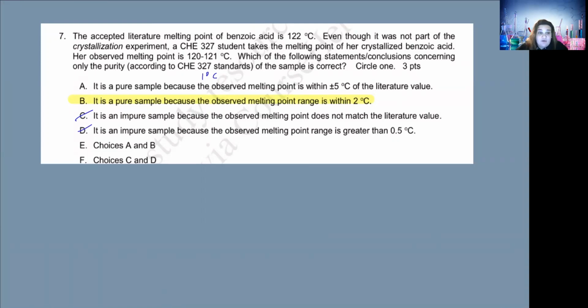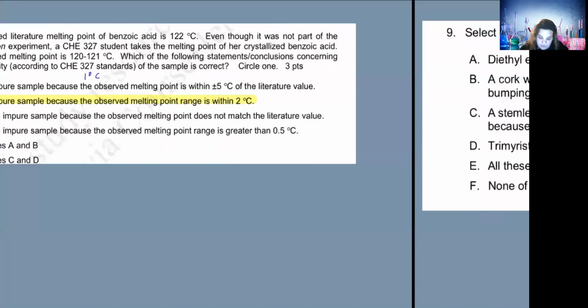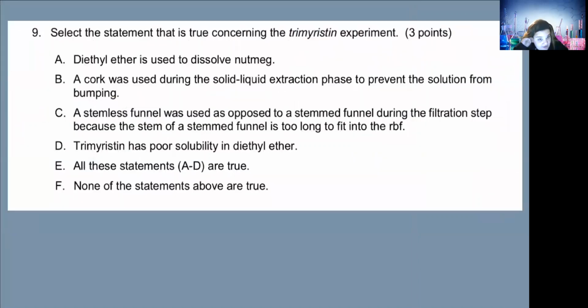All right. Now, those are all the questions I have on melting point. Now we're going to jump into questions about the trimyristin experiment itself. So go ahead, pause, and try this one out. All right. So select the statement that is true concerning the trimyristin experiment. Letter A, diethyl ether is used to dissolve nutmeg. Is that true? That is not true.